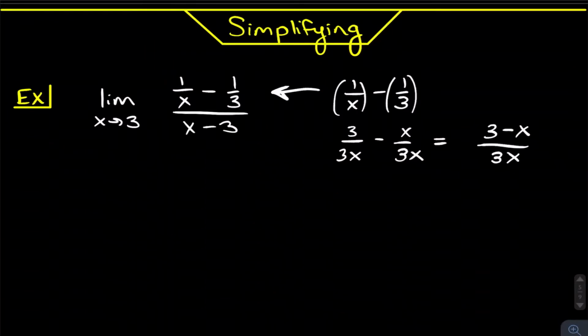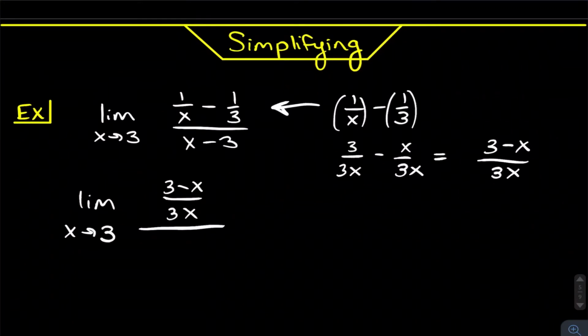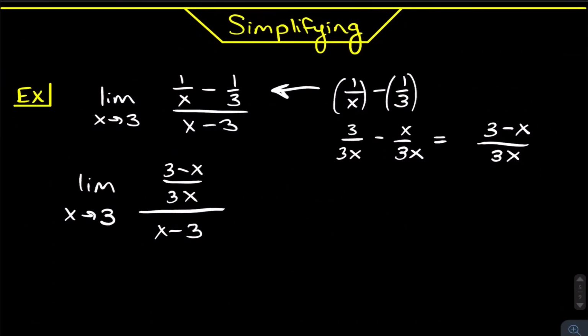Okay? And so we say that this is the limit as x approaches 3 of (3 minus x over 3x) all over (x minus 3). Now, if you know your fractions well, you might be able to see something nice that we can do here. We can actually move this piece right here. Why do I say that? I'm not just going to do it. I'm going to tell you why we can do it.